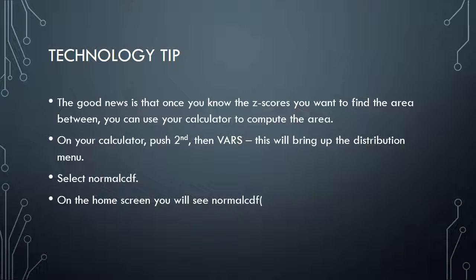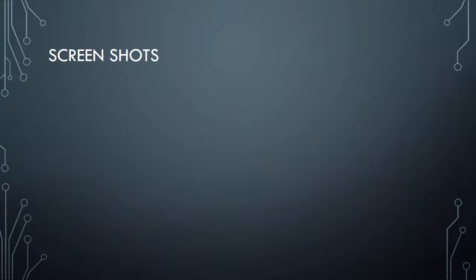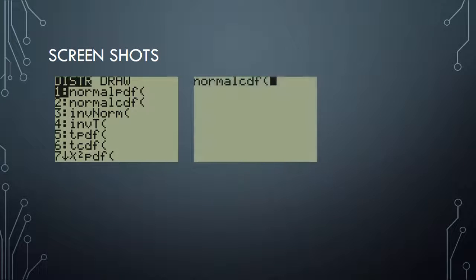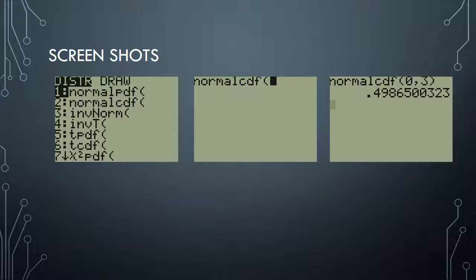When you hit enter on the home screen, you're going to see this, normal CDF with an open parenthesis. What you're going to do is fill in the lower z-score, a comma, and this is what I'm talking about. You want to go to the distribution menu. You want to go to number 2, the normal CDF. It'll look like this when you pull it up. I put in 0 and 3, so this would give me the area between the mean and 3 standard deviations. So I get that that's 0.4986, so about 0.499.